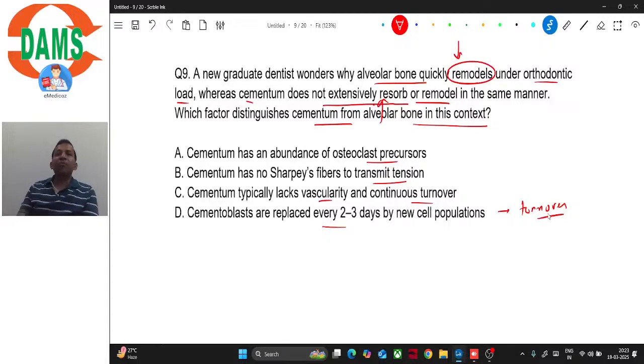But these are derived from the blood, isn't it? So since cementum is avascular, no clast cell can be recruited, and that's why cementum cannot be resorbed. Cementum does not resorb, isn't it? Unless excessive force is applied. So unless excessive force is applied, it is the bone that will resorb and not the cementum.